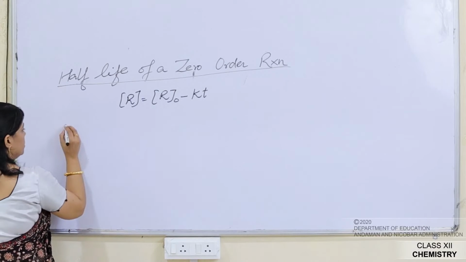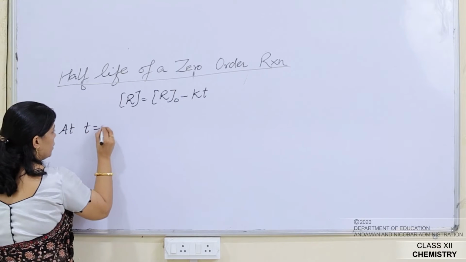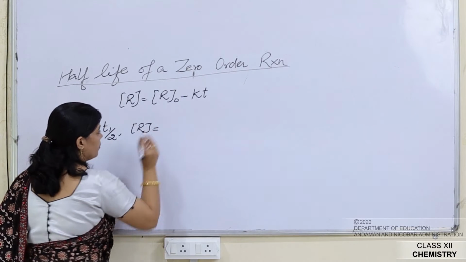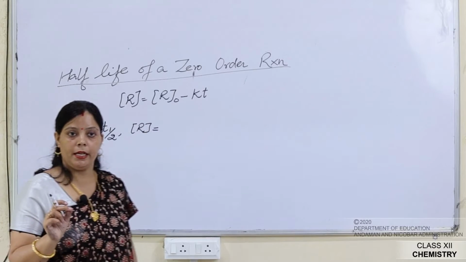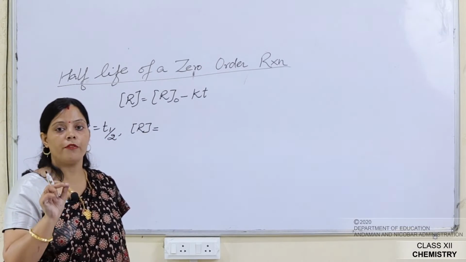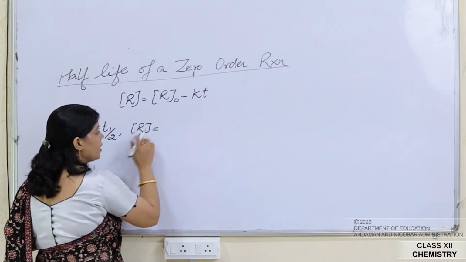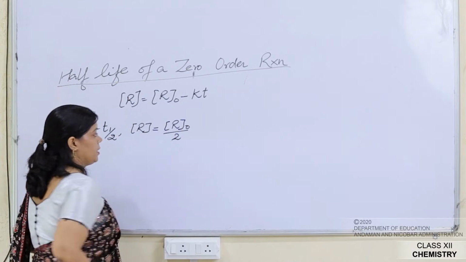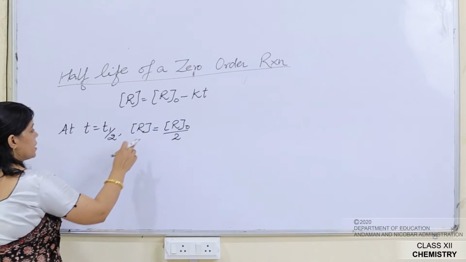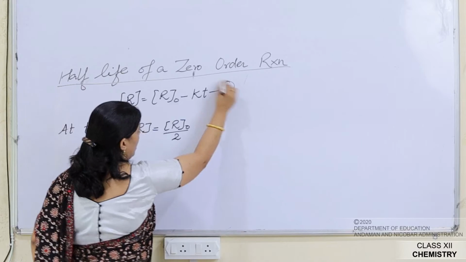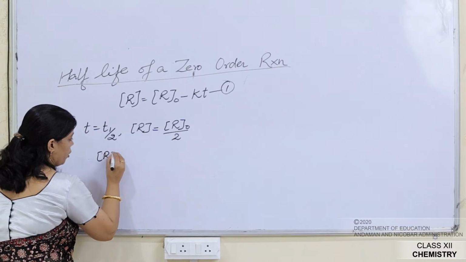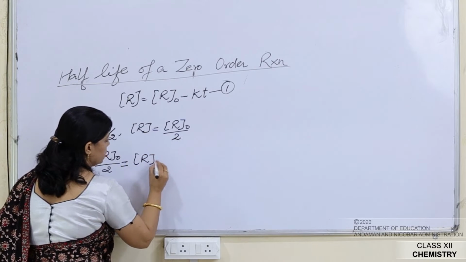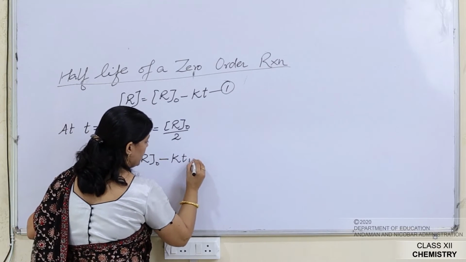At T is equal to T half, what is the final concentration of the reactant? The final concentration of the reactant is reduced to half of the initial concentration, that is, R naught by 2. Now I am going to substitute this value in this equation 1. After that we got R naught by 2 is equal to R naught minus KT half.